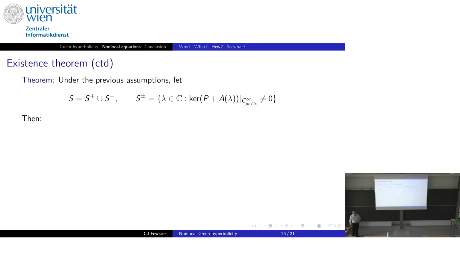So now we come to the theorem, and I'm going to define two subsets of the set of complex numbers. These are going to be the values of lambda at which we can find solutions to (P plus A(lambda))phi equals 0 with support that is past compact or future compact.